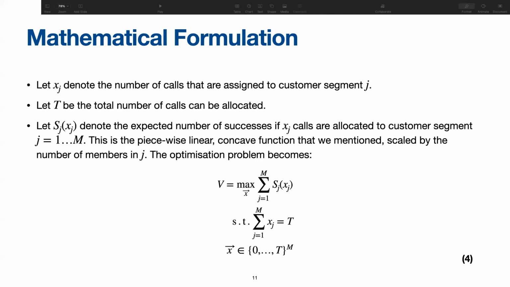Okay, so this is the piecewise linear concave function that we mentioned previously, scaled by the number of members in j. So the optimization problem effectively becomes the maximization of the number of successes across the customer segments. And we're going to keep in mind that we have a limit on the number of calls that we could make towards each customer. Right, so that's denoted by equation 4.